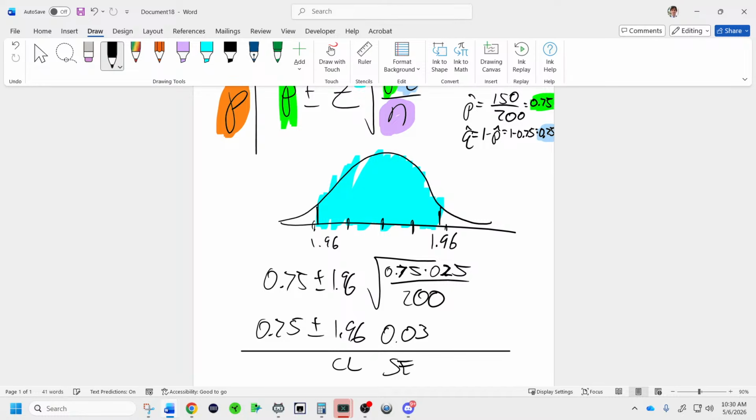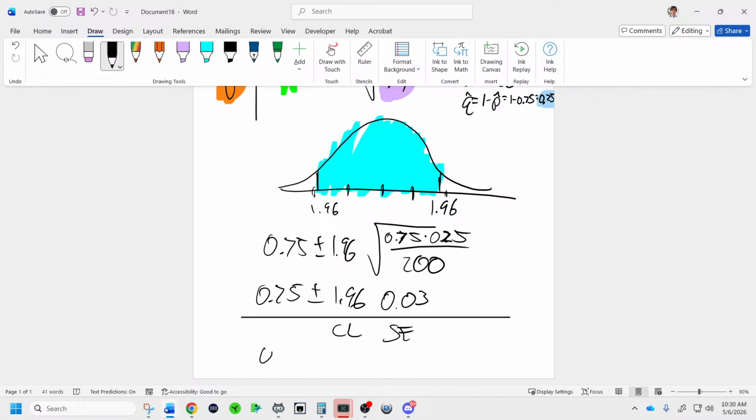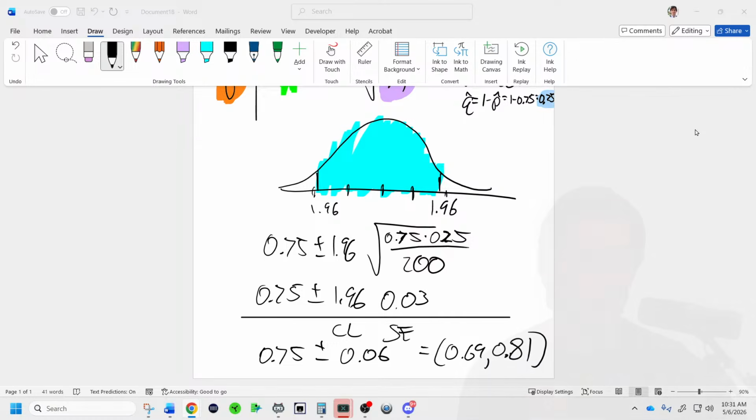So what's the interval? The interval is going to be 75% plus or minus 6%. So that is going to equal a lower bound of 0.69 to 0.81. So how do we interpret this interval? I am 95% confident that the true proportion of students who love Taco Bell is contained in the interval 69% to 81%. And that's how we interpret intervals.